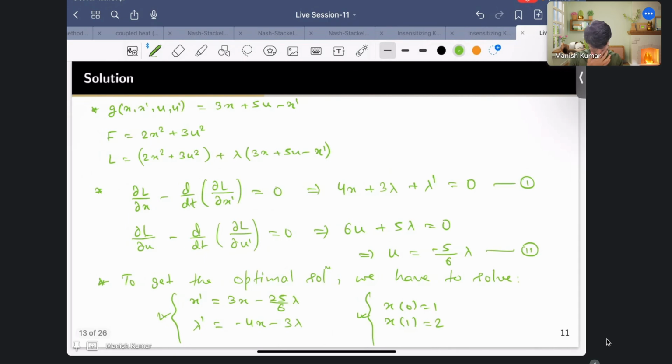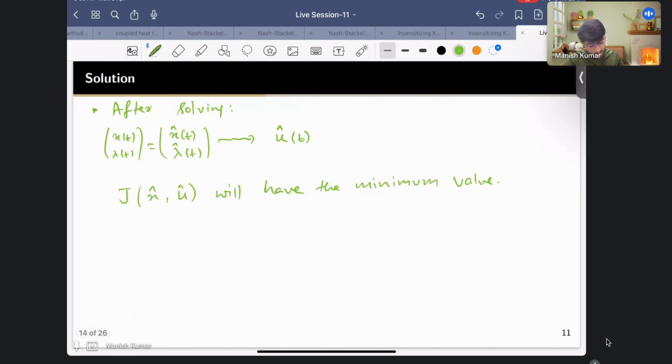Okay, so using this you got this x hat, u hat. Now you have to check the double derivative, which I denoted by delta 2 z. If this is negative, then you can say that this is the optimum value. This u hat is not just a control, but it is the control which gives the optimum value of j.